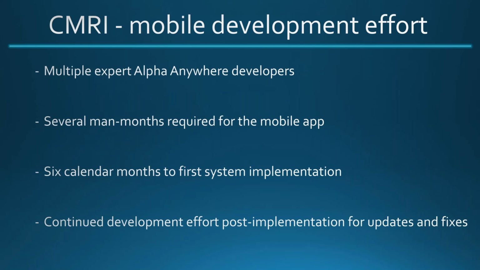So even specifically for the mobile app, this app was built using multiple Alpha Anywhere developers, expert developers. It took a significant number of man-months, even just for the mobile app. The two were developed in parallel, the web side and the mobile side. But several man-months alone were required just for the mobile app. And it was about 6 calendar months to our first system implementation in the first country.